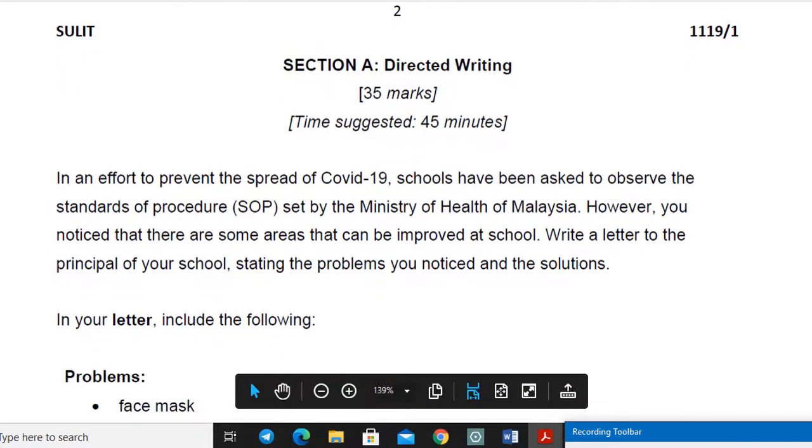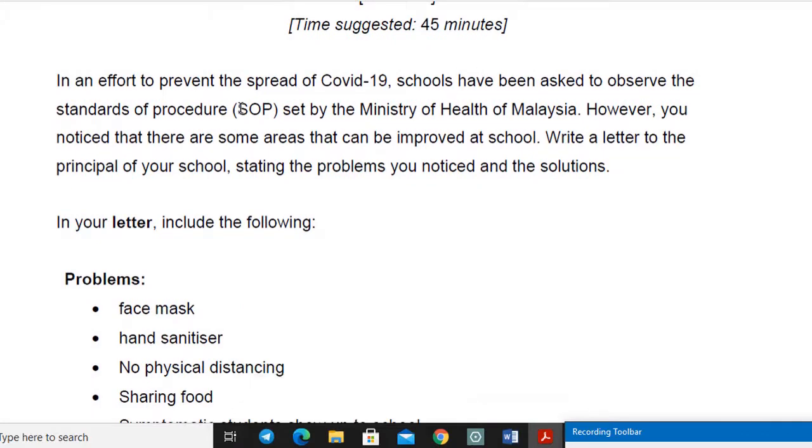Let's read the question together. Before that, please get ready with your pen, pencil, and also your composition exercise book. Let's look at the question again. In an effort to prevent the spread of COVID-19, schools have been asked to observe the standard operating procedures (SOP) set by the Ministry of Health of Malaysia. However, you notice that there are some areas that can be improved at school. Write a letter to the principal of your school, stating the problems you notice and the solutions.